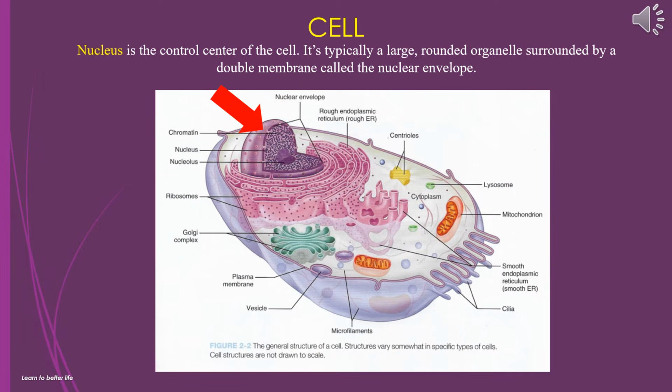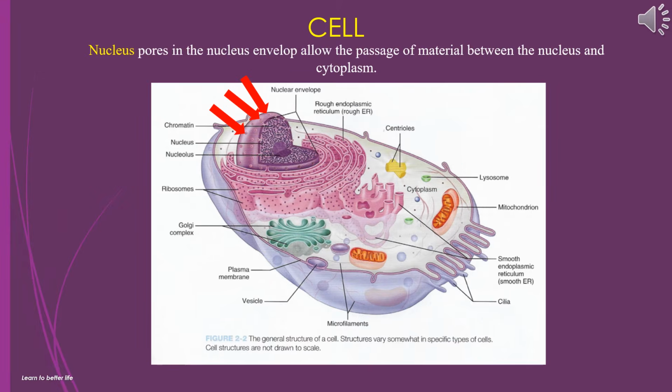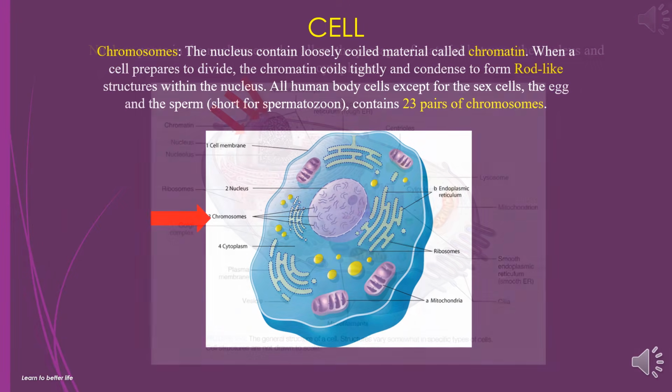Nucleus is the control center of the cell. It's typically a large, rounded organelle surrounded by a double membrane called the nuclear envelope. Nuclear pores in the nuclear envelope allow the passage of material between the nucleus and cytoplasm.